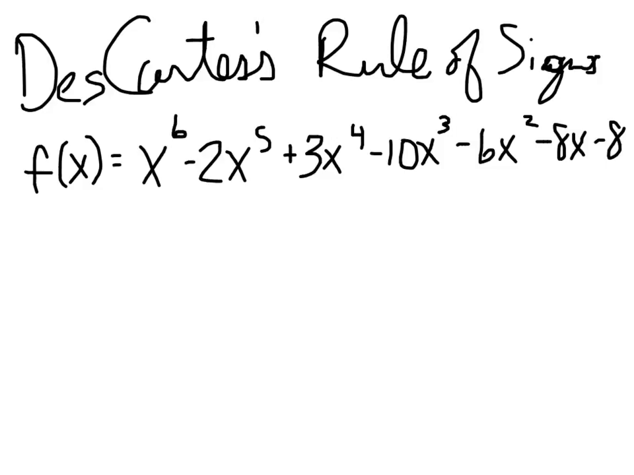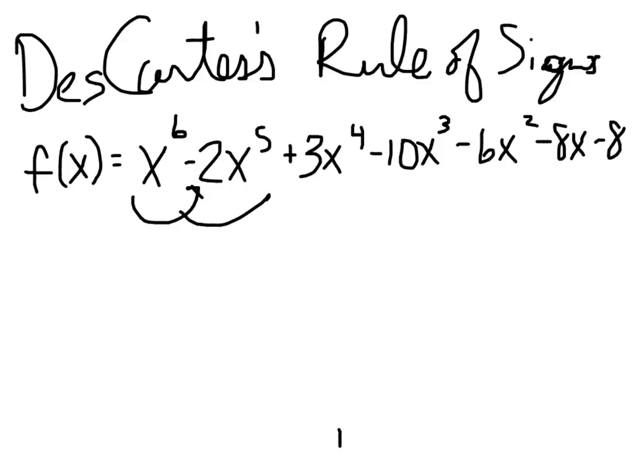All we're going to do is count from one term to the next if we made a sign change. So if we go from positive to negative or negative to positive, that's a sign change. From the first one to the second one, did we have a sign change there? Yes. So that's one so far. We went from a positive to a negative.